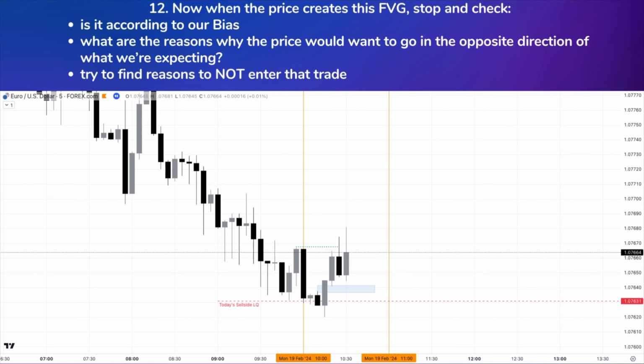Step number 12. Now, when the price creates this fair value gap, we're going to stop and check. Is there anything wrong with what the price is doing right now? Do we like these price movements? Is there any other reason that we can see that the price could be going into the opposite direction? Play devil's advocate and let's keep on going. So this would be another good moment to go on a lower time frame to see if we want to enter this trade.